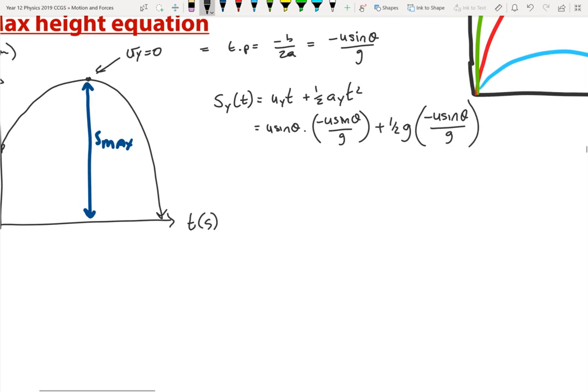All right? And now let's do some stuff. We get negative u squared sine squared theta over g. Did I miss a... Oh, and I forgot to square that term out the top. Sorry, that should be t squared. My bad. That one there. Make sure you square it.